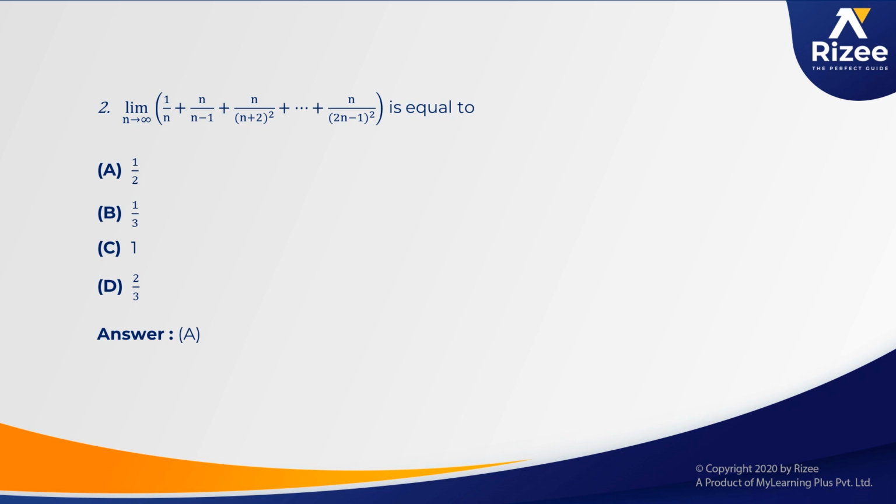We have to apply the reduction formula like summation r equals 0 to infinity of 1 by n f of r by n. Convert this equation into this form. We should find out the value of f of r by n.